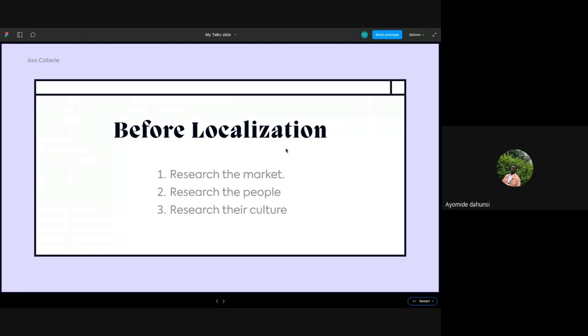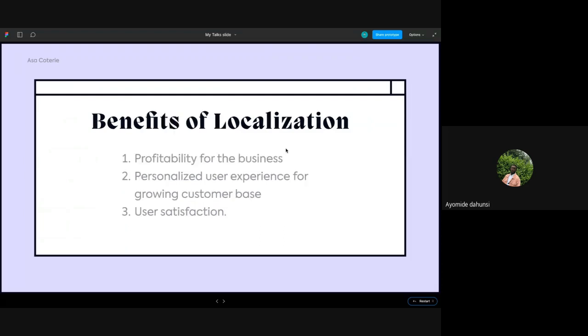So my question is, in a situation whereby you have to localize in a country, for example, where their culture is complex or very, very different from what the design team understands or has experienced, is it always enough, or is it always easy to just research the market and research the people and research the culture? How easy is it going to be, and what do you recommend in that situation?